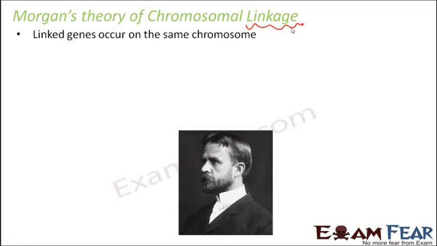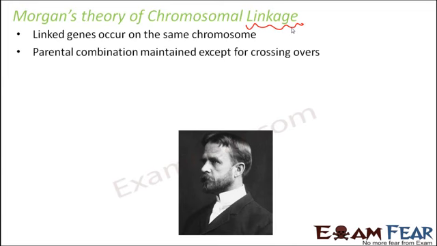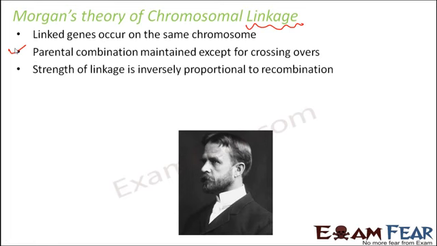As per this theory, linked genes occur on the same chromosome. So there are genes which are on the same chromosome and they have some physical linkage with each other, and that allows them to get inherited together and makes recombinations fewer. Parental combinations are maintained except for crossing overs. Most of the time, the offspring prefer to be like parents, but since crossing over takes place, recombinations are introduced. So recombination or crossing over happens because of incomplete linkage.